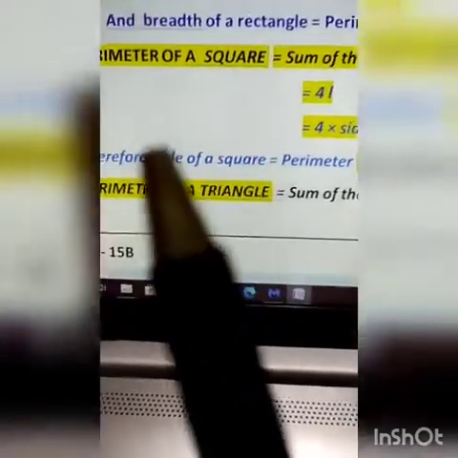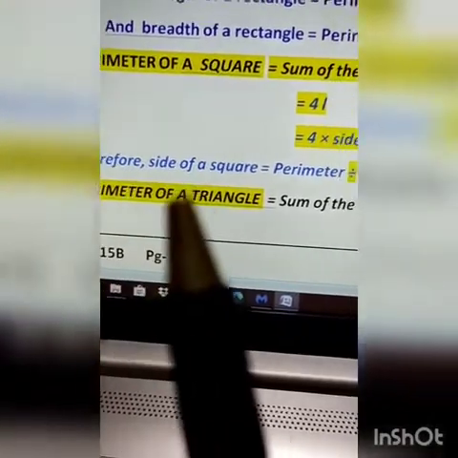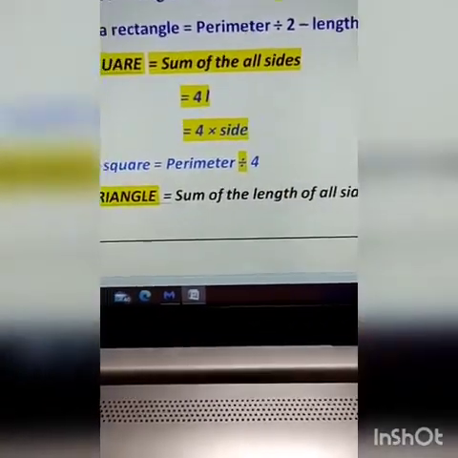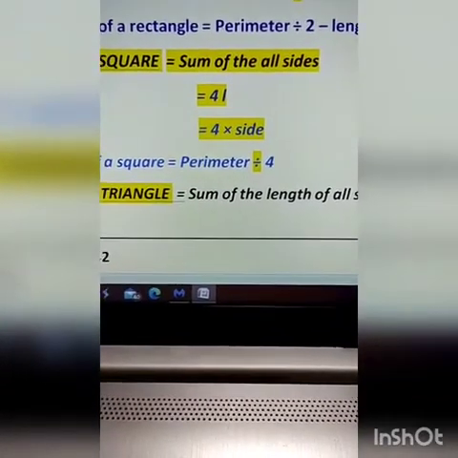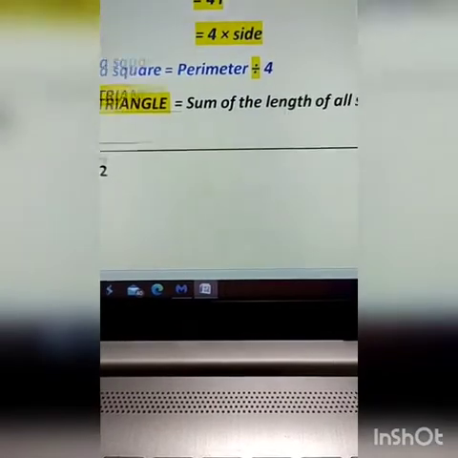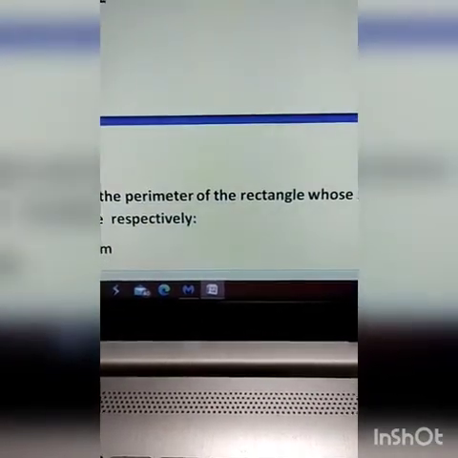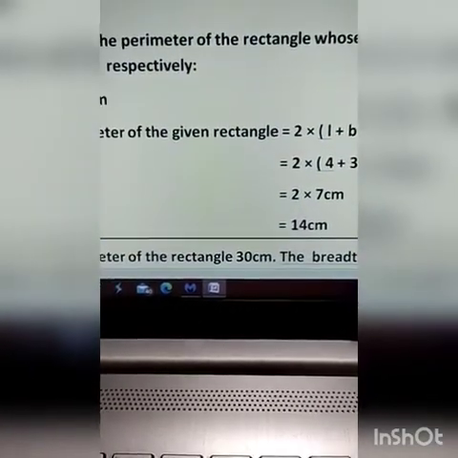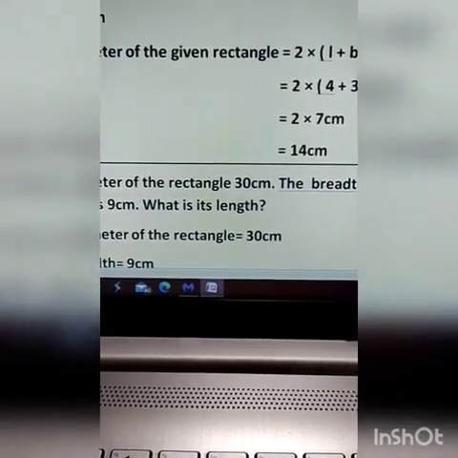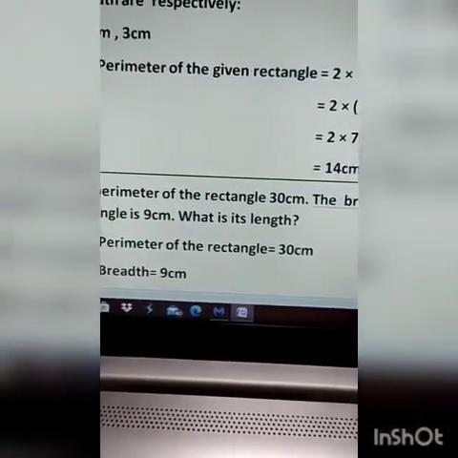And you already know perimeter of a triangle is nothing but sum of the length of all sides. If all sides are same size, then you just need to add the sides, and if all sides are different in size, then you will find out the sum, addition of all three sides.